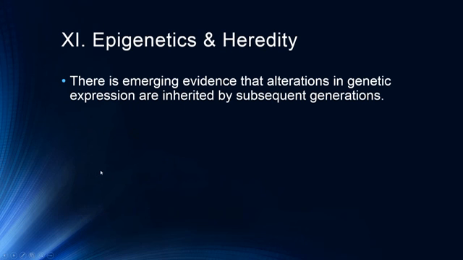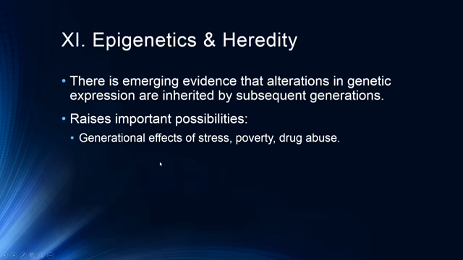The final note here is about epigenetics and heredity, and I finished with this note because I think it's one of the most important in this field. There's emerging evidence that alterations in genetic expression are inherited by subsequent generations. So this raises important possibilities. There are generational effects of stress, poverty, and drug abuse. That is, an individual who is raised in a high-stress, poverty environment will have genetic alterations that are then passed on to their next generation. How those genetic alterations affect the behavior of that next generation is a really important open question.